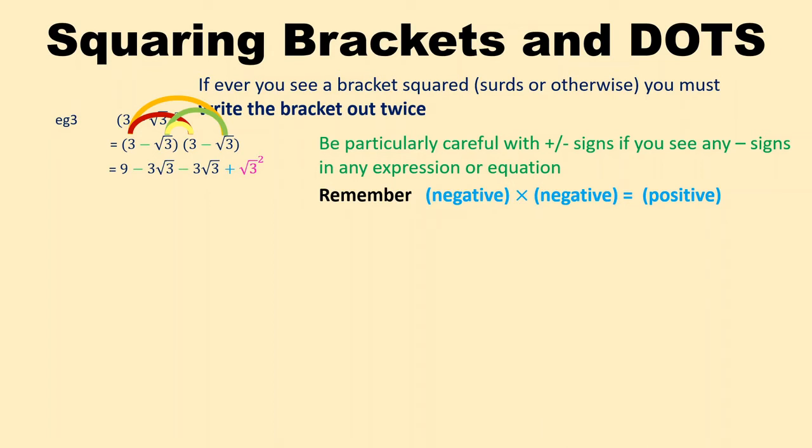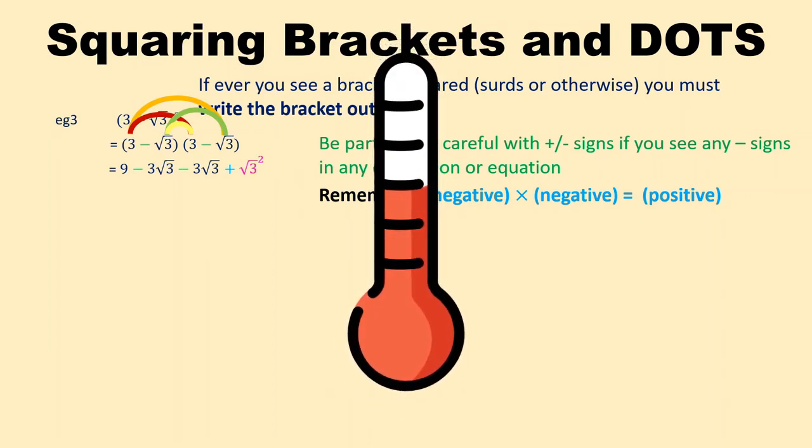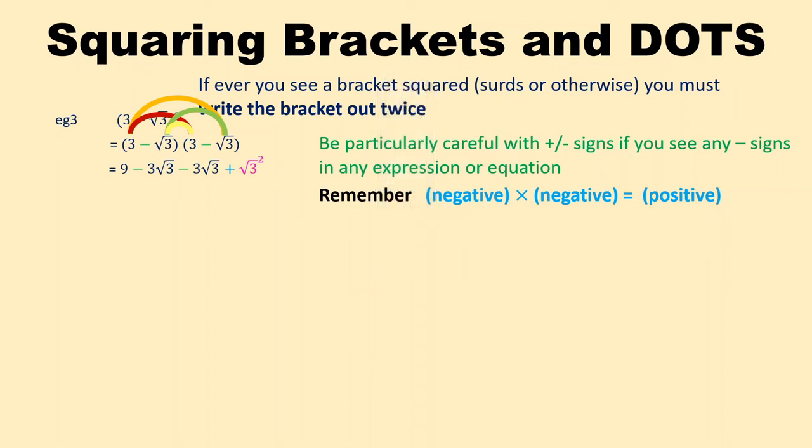Simplifying that, we know that root 3 squared becomes rational. So that becomes 3. And negative 3 root 3 minus 3 root 3, be very careful here. If you start with a negative value and you subtract from that negative value, it doesn't become positive, it becomes more negative. So that's negative 6 root 3. So I've got 9 minus 6 root 3 plus 3. I've got two rational terms here which I can group together. 9 plus 3 is 12. So I've got 12 minus 6 root 3.